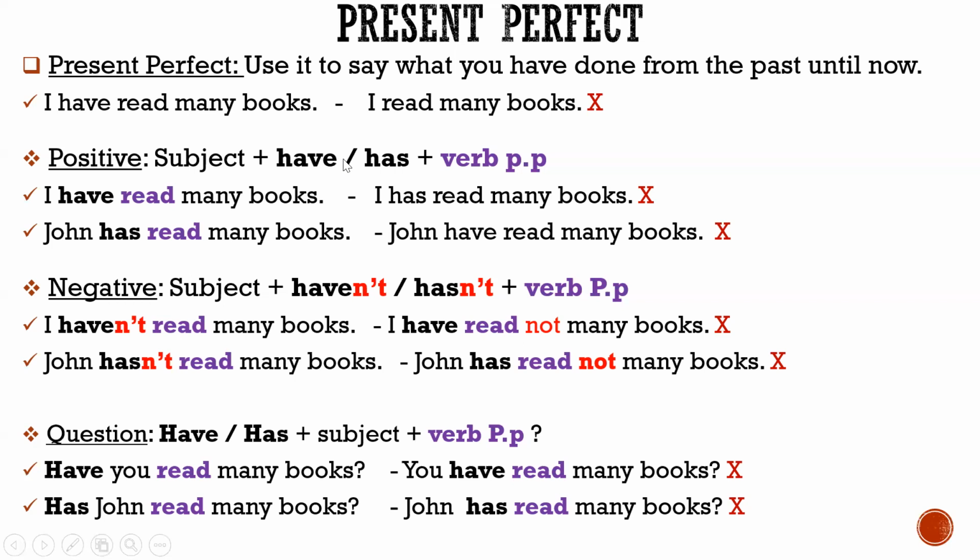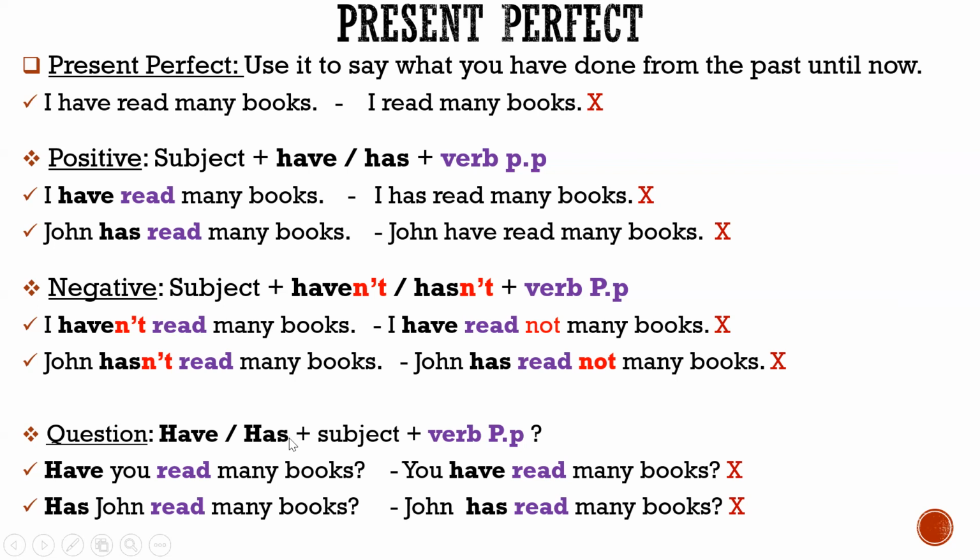The negative is easy. If there is have, only add not, and if there is has, only add not, okay? For example, I have read many books. I haven't read many books, simply. John has read many books. John hasn't read many books, okay? You put not after have or has, not in any other places. Don't put not after the verb PP like this. It's wrong. Don't say I have read not. This is wrong. Don't say John has read not. This is wrong. The not should be with have or has, haven't or hasn't.